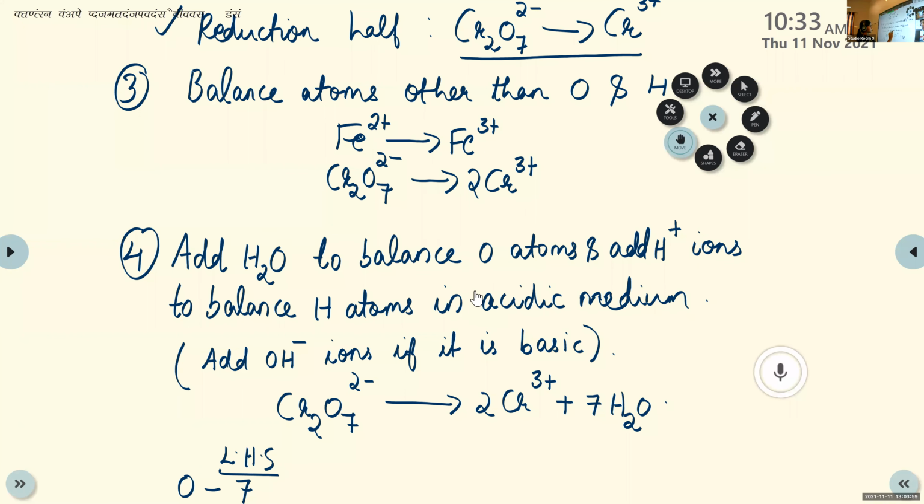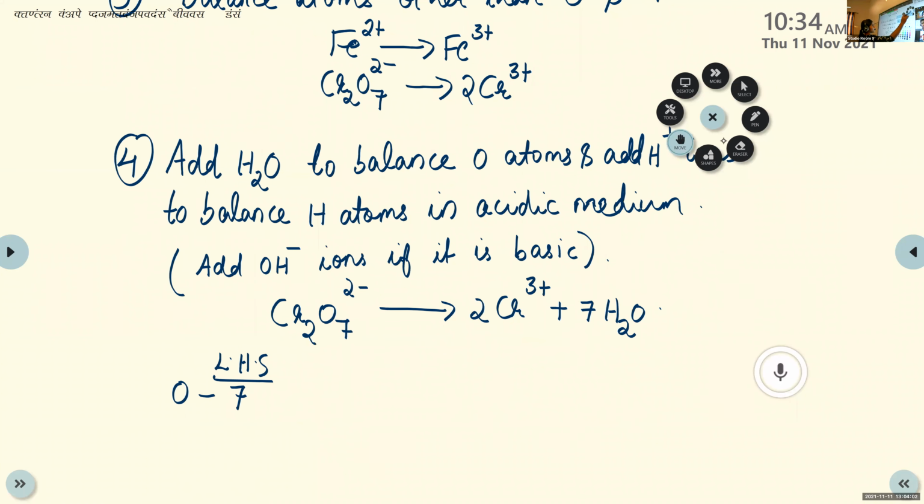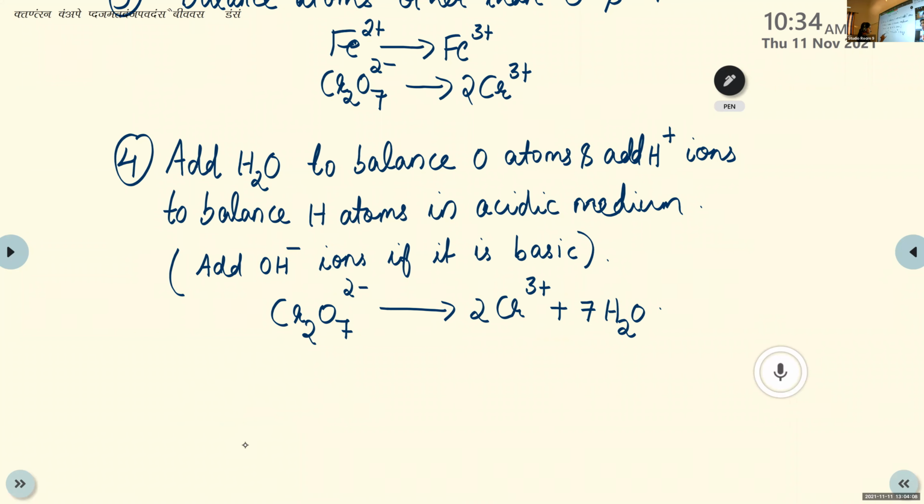So now we are going to add H+ ions. Before that, we have to check the number of hydrogen atoms. Look at this equation and tell me how many hydrogen atoms are there on the right hand side? Yes, it's 7 into 2, that is 14. So we will add 14 H+ ions on the left hand side. Clear? So now the equation becomes, one minute.